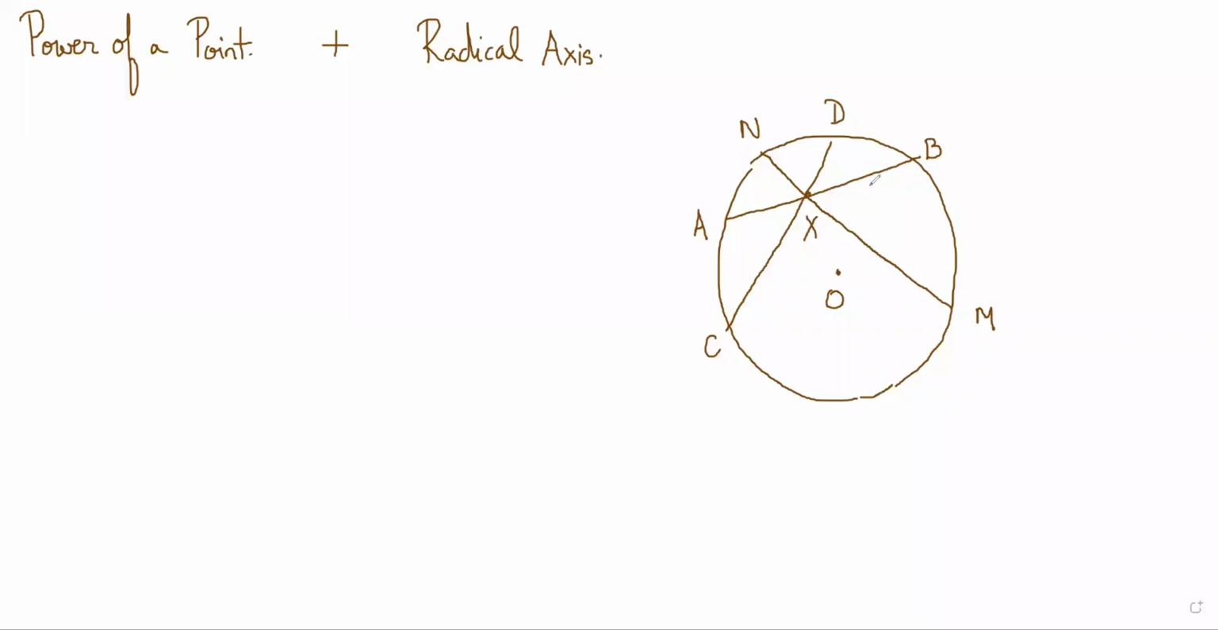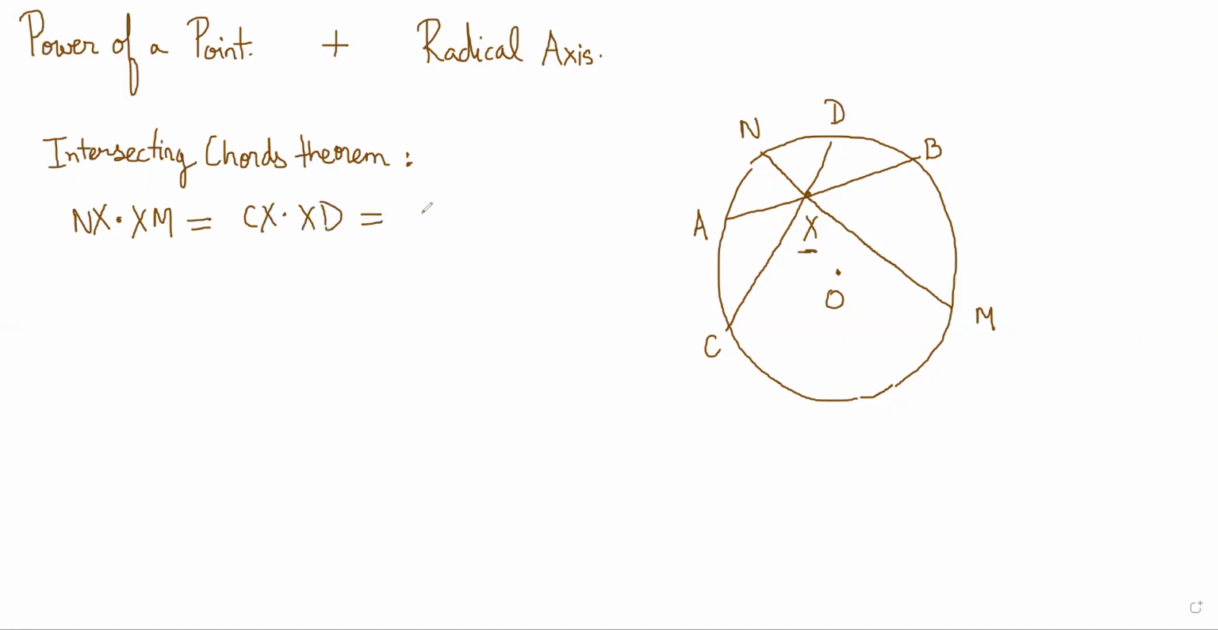So this circle is a figure, and we have multiple chords here. All of the chords pass through this point X. Now we have seen earlier in a previous class that there is a theorem called the intersecting chords theorem, which suggests that the product of some of the distances will be equal. So NX into XM will be equal to CX into XD, and that will be equal to AX into XP.